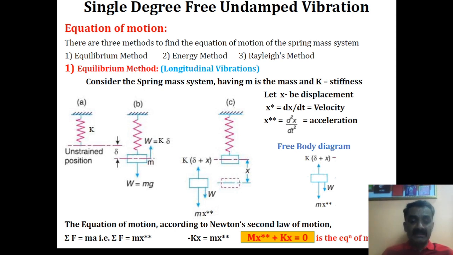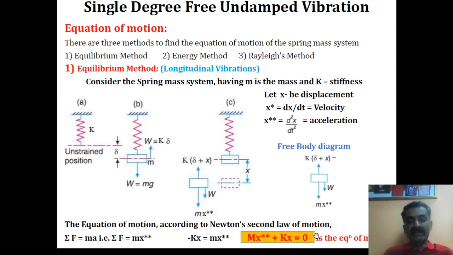So what is the difference between when we use Newton's law and when we use the D'Alembert principle? D'Alembert principle is for rigid bodies, and Newton's law is for particles. Here the external force acting is minus kx, and the inertia force is mx double dot. The direction of this spring force is opposite to that of the acceleration, that's why it is taken as negative.